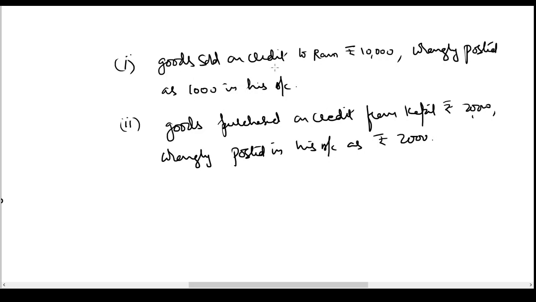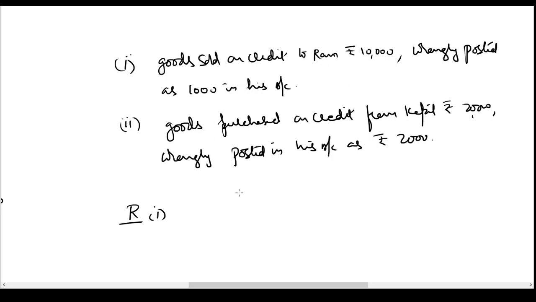Goods were sold on credit to Ram 10,000. It was wrongly posted as 1,000 in his account. Goods purchased on credit from Kapil rupees 20,000 wrongly posted in his account rupees 2,000. Now how to rectify the errors? So the rectification entry for the first situation. Goods sold on credit to Ram 10,000 wrongly posted as 1,000 in his account.